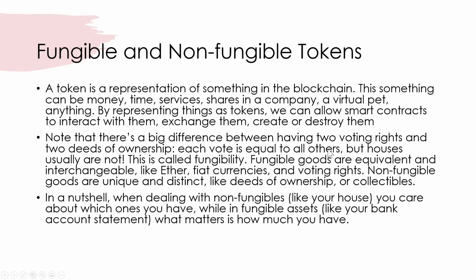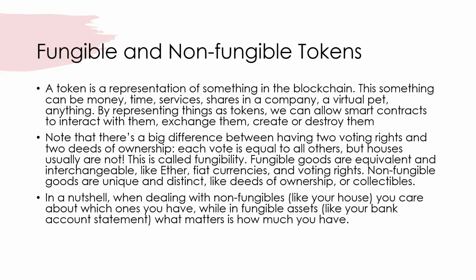So when I was researching this, the way the information described it is, if you have 2 voting rights, they're the same, they're equal to one another. But if you have 2 houses, they're not the same because the dates are different, they're 2 different things. So that's what fungibility is, how you could exchange one for another, and whether it's the same thing when you exchange it.